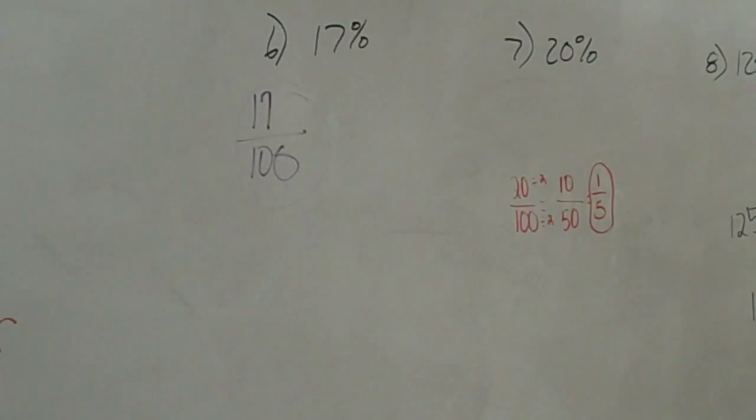Number 7, 20%. Gabby, still 20 over 100, right? I see you reduced by 2. That's good, because they're both even, but you can reduce bigger. When you reduce by 2, you get 10 over 50, and then you reduce by 10. You could reduce by 20 altogether, and you get 1/5.